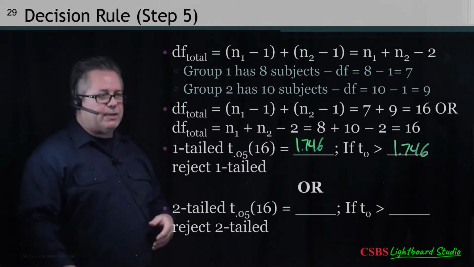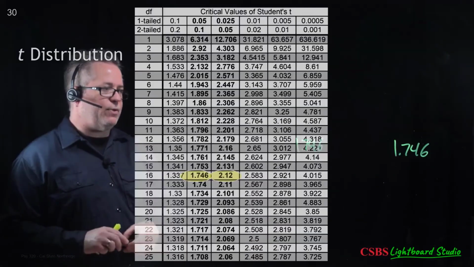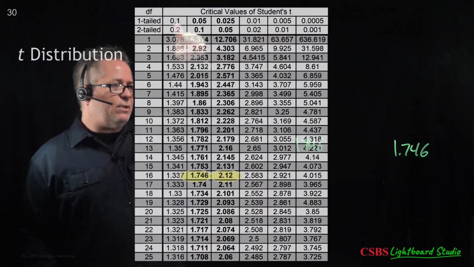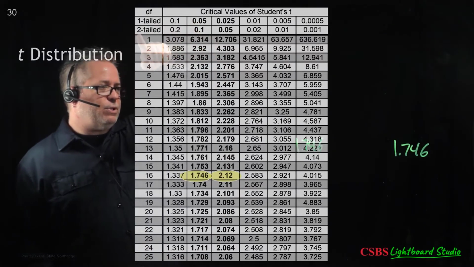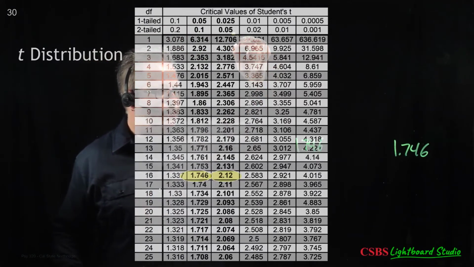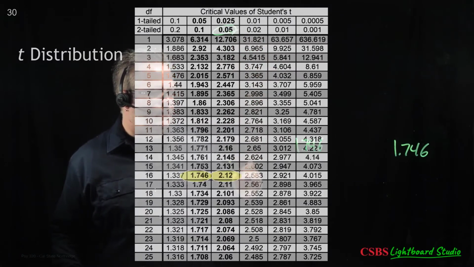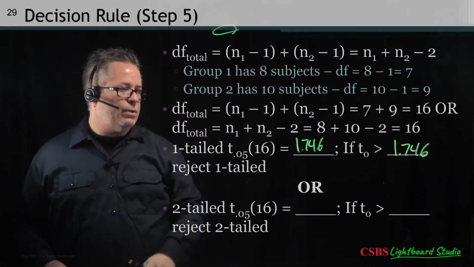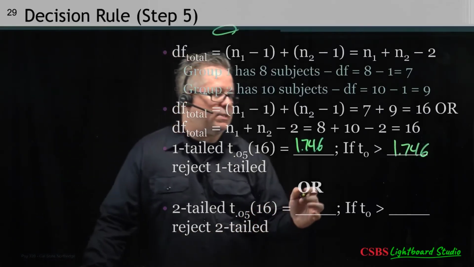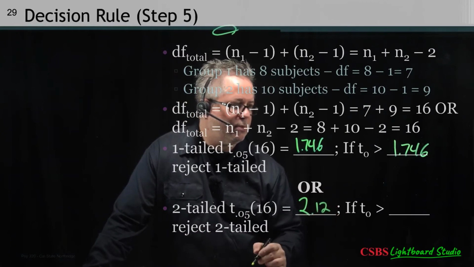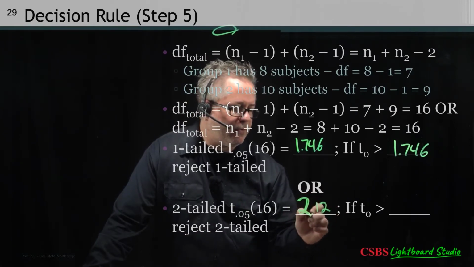If I did it as a two-tailed test, all that does is shift it over a column. So instead of looking at one-tailed here at 0.05, I'm going to go to two-tailed here at 0.05. I'm going to follow that down to 16 degrees of freedom to this 2.12 number. So as a two-tailed test, this is going to be 2.12. Right, so that's my critical value.